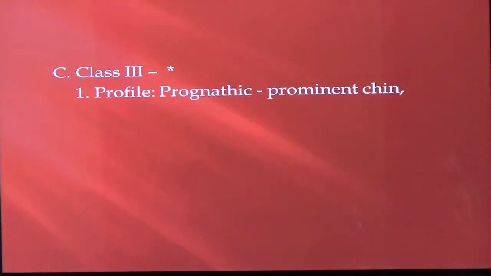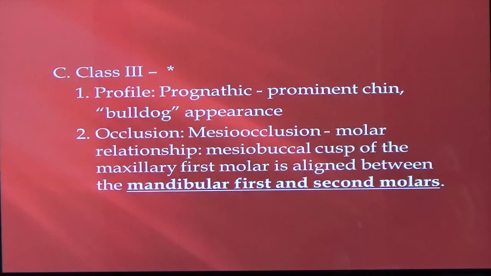Class 3, prognathic. Kind of Jay Leno type of deal. Bulldog appearance, they call it. Again, mesiocclusion, the molar relationship, the mesiobuccal cusp of the maxillary first molar is aligned between the mandibular first and second molar. So now it's on the back side of the first molar.